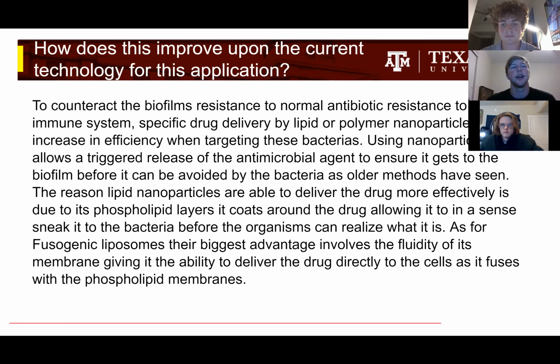The reason lipid nanoparticles are able to deliver the drug more effectively is due to the phospholipid layers it coats around the drug, allowing it to sneak into the bacteria before the organisms can realize what it is and get away from it. As for fusogenic liposomes, their biggest advantage involves the fluidity of their membrane, giving them the ability to deliver the drug directly to the cells as it fuses with the phospholipid membranes.